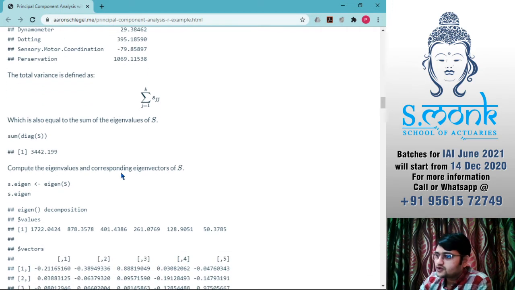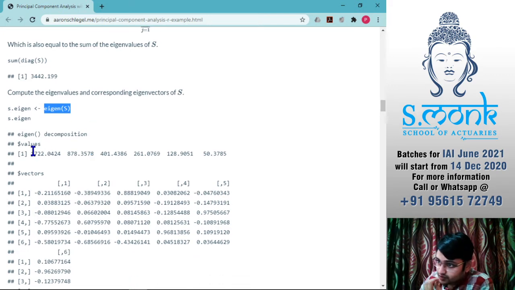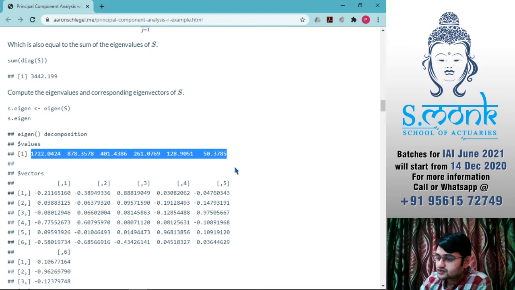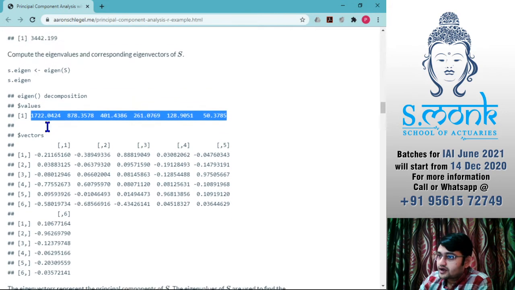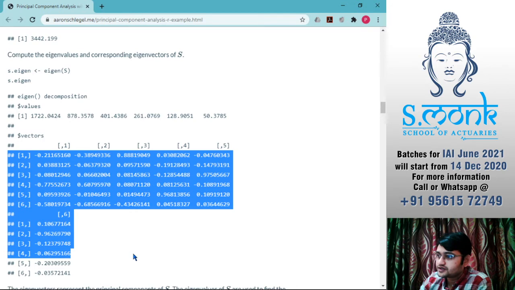Compute the eigenvalues and corresponding eigenvectors of S. For that all you need is your function eigen. So you're saving it as S.eigen here, eigen of S. That gives you the eigenvalues. These become your eigenvalues. And if you take this dollar vector, you will get the eigenvectors.